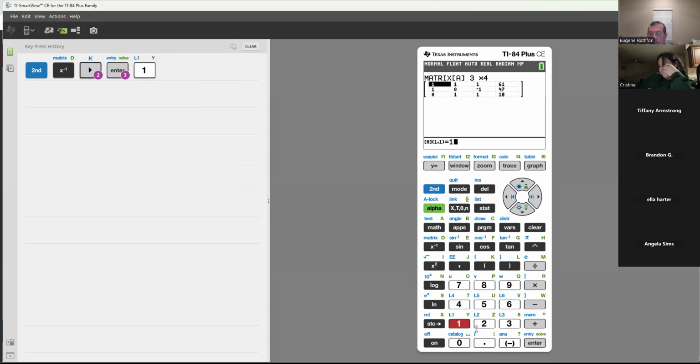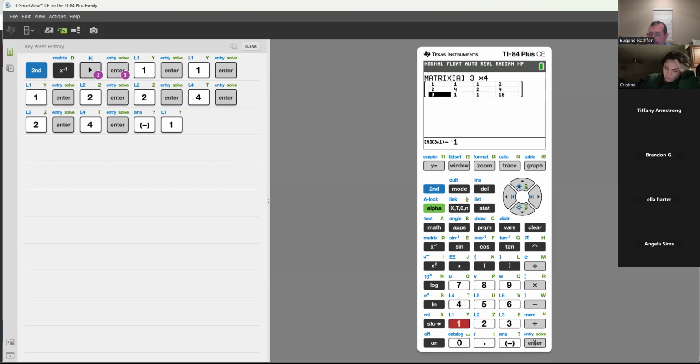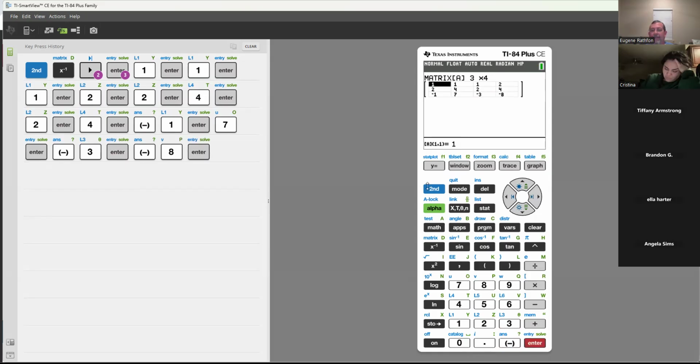All right, so my first row was 1x, 1y, 1z equal 2 enter. My second row was 2x's, 4y, 2z equaled 4 enter. My last row was a -1x, 7y, -3z, and that equaled a -8 and enter. So y'all, I'm going to quit this screen, remember, second mode to quit.